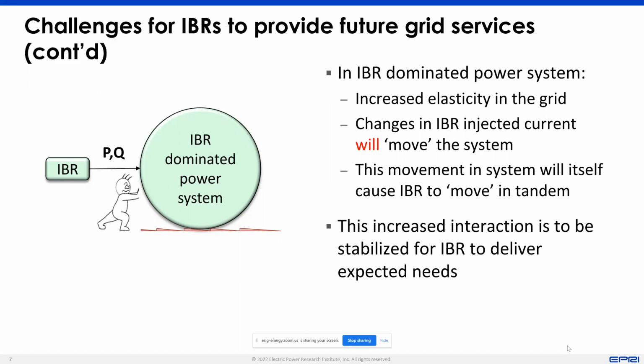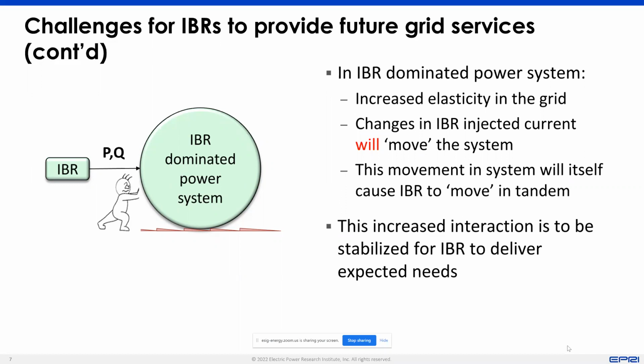It's trying its best to keep track of where the system is because it needs that in order to inject current into the network, but it's unable to do so because its control system is reacting much faster, and that can cause an entire unstable loop to come up. So that's one of the main reasons why there is a challenge for inverter-based resources to inject current or inject these services into the network.